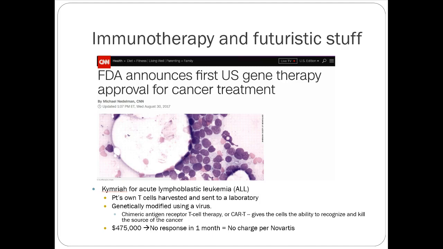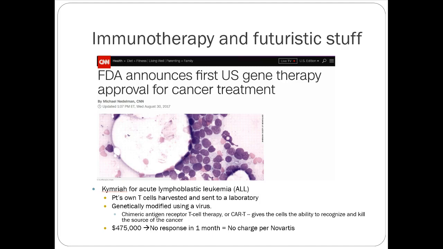Of course, this isn't cheap. It's about $500,000. Novartis is the company doing this, and they've actually said that if you don't get a response in a month, we actually won't charge you for the therapy at all. So drug companies aren't the most altruistic people in the world, but it's not a bad idea that they're offering this. So they're pretty confident that this is a product that is going to work.